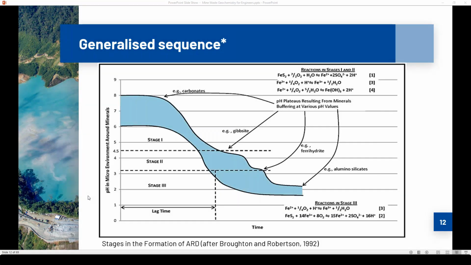So as a generalized sequence, this is what we see. Often a long period of neutral conditions, and that's where the carbonates would be effective. Then we see a drop to about a pH of 5 or 4.5, and that's where your hydroxides would be effective at buffering the pH drop, and then it often drops very rapidly to pHs of below 4 and then below 3, depending on the reactivity of your particular mine waste.